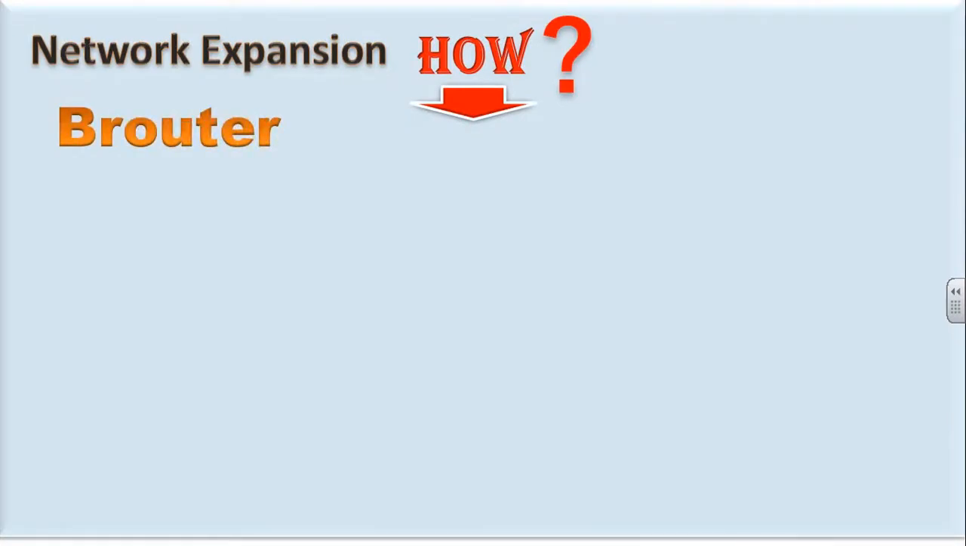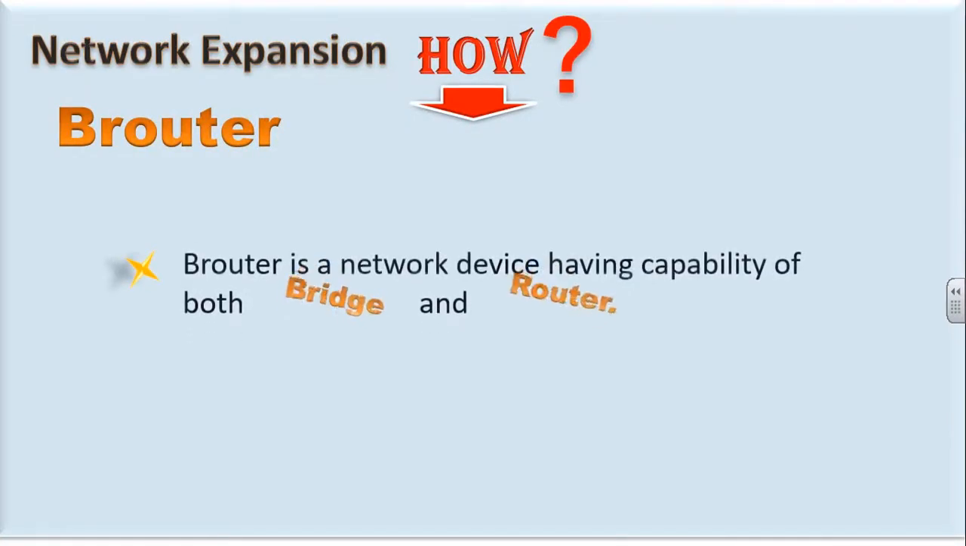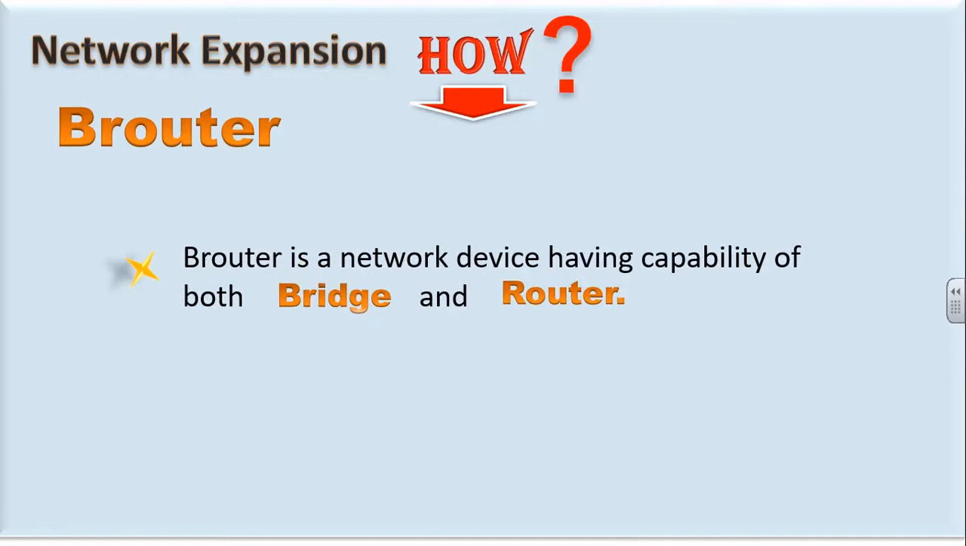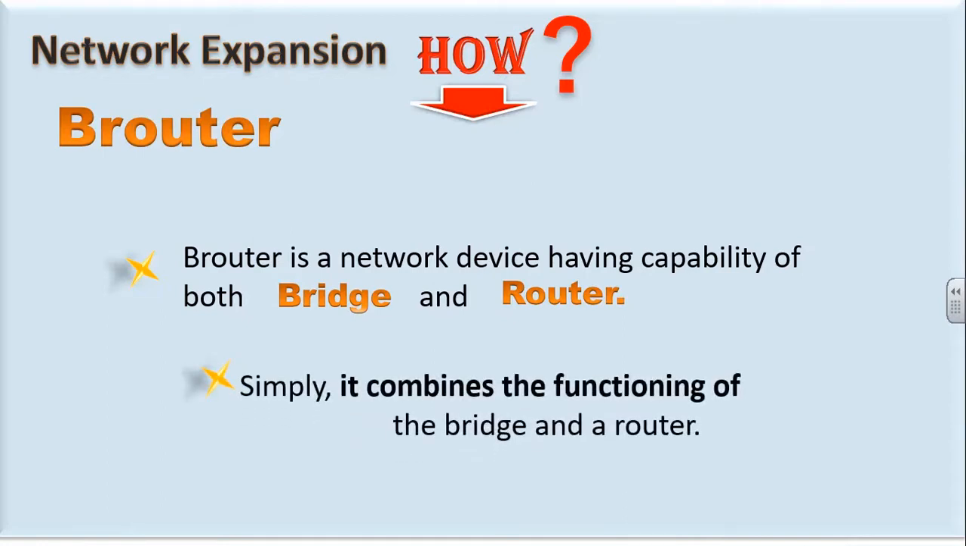There is one more device, that is brouter. Brouter is a network device having capability of both bridge and router. So brouter is a combination of bridge and router. Simply it combines the functioning of the bridge and a router.